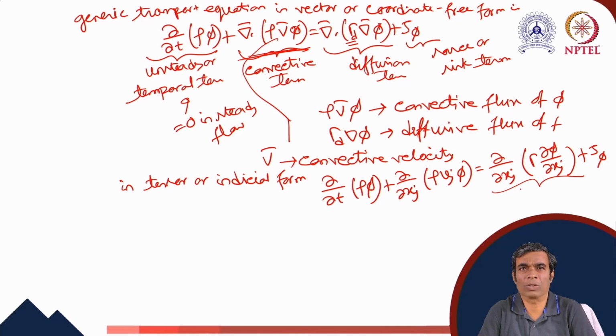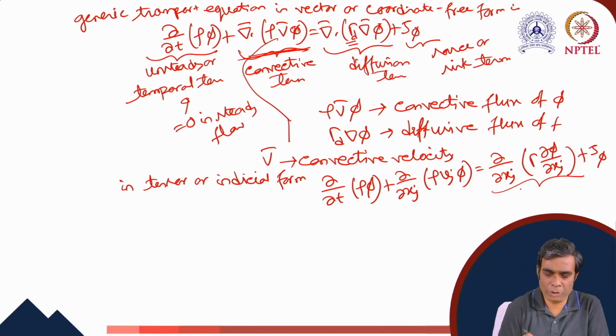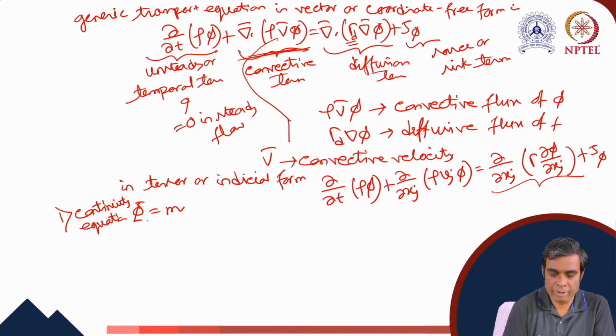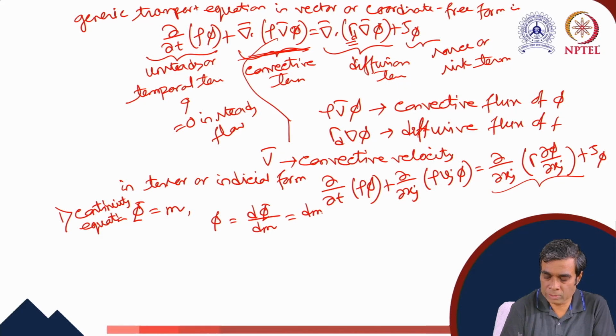Now we go for the derivation of the continuity equation from the generic basic transport equation. For the continuity equation, our extensive property is mass, the fluid mass. So this is for derivation of the continuity equation with capital phi as mass. We can write small phi equals d capital phi by dm, equals dm by dm, equals 1.